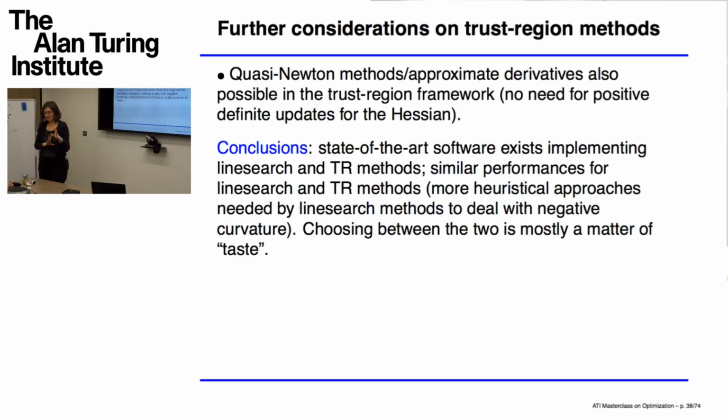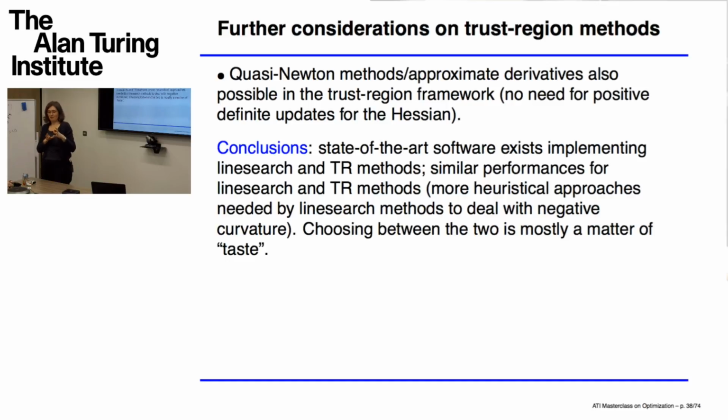What I would like you to take away from the trust region framework is the following. It's an alternative to line search. There are state-of-the-art codes that are based on both line search and trust region. They are equally sophisticated and can solve large-scale problems. Which one you choose is a bit of a matter of taste.